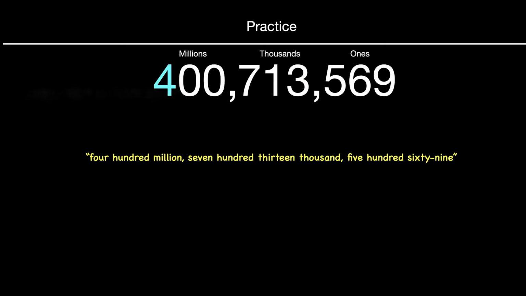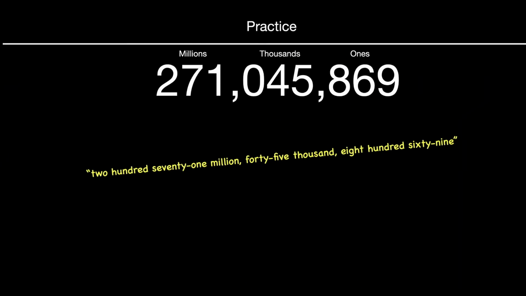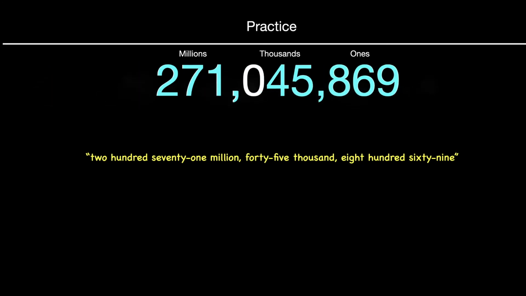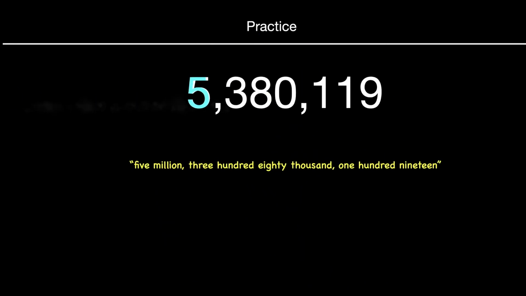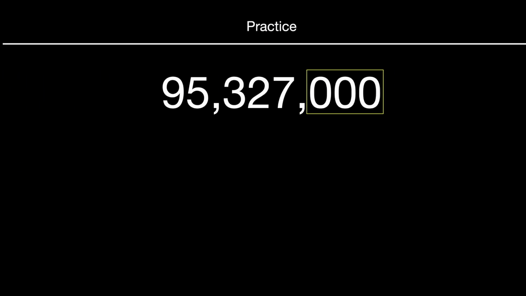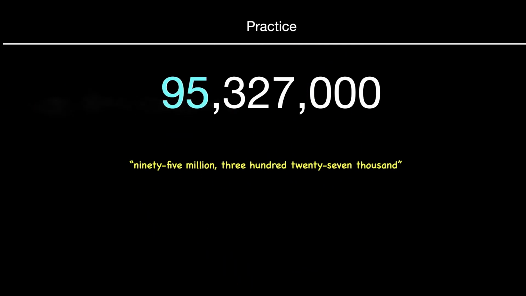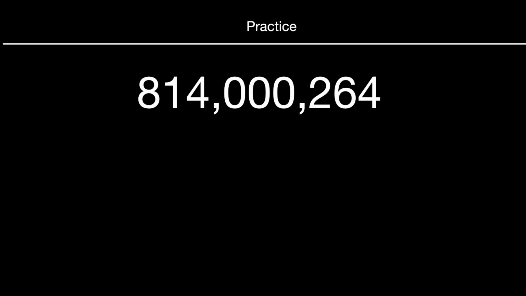All right, let's practice a little bit. All right, this one would be 400,713,569. 271,045,869. 5,380,119. We're not going to say anything for the ones period, okay? This would be 95,327,000. We'll skip over that thousands period, right? Okay. 814,264,000. And we're going to skip both the thousands and ones period. We're just going to read the 10. So this is simply 10 million. And one more, 34,065.